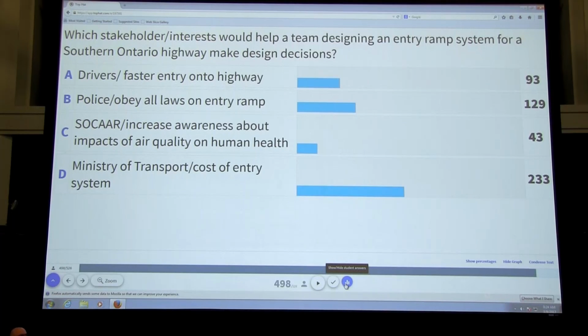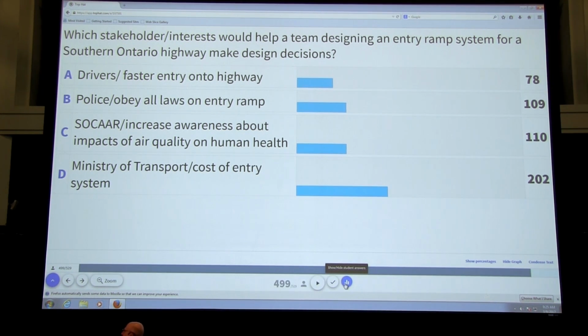Now, 43 of you? That's such a sad number. A is incorrect because drivers are users. B is incorrect because it's totally design-driven. And police may be interested in obey all laws, but they're not thinking about that particular entry ramp at all. You're thinking about that entry ramp. Oops, 110 people have managed to change their vote.